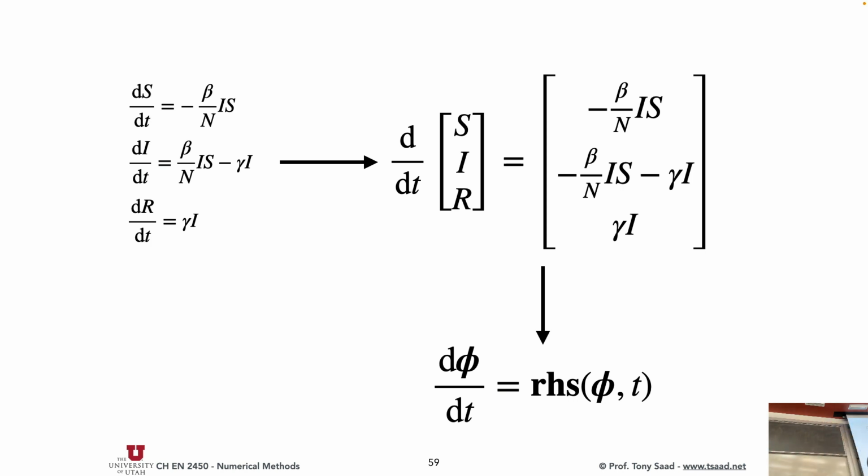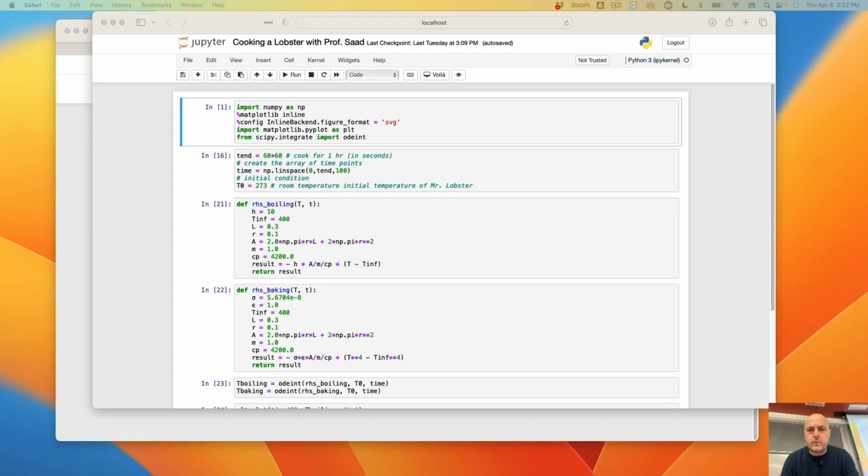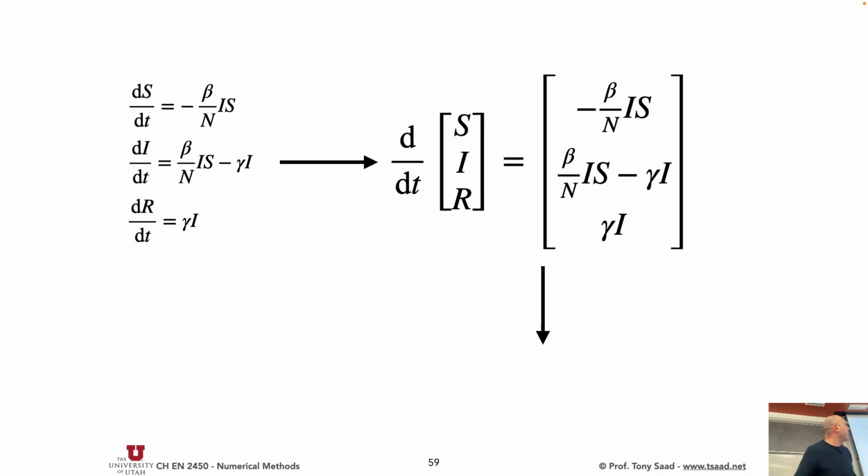Yes? Is there a reason that the d/dt equation is negative? Oh, no, that's a typo. Thanks, Andrew. Apologies about that. Let me fix it. Good catch. Thank you for that. There's no reason for that. That's a typo.